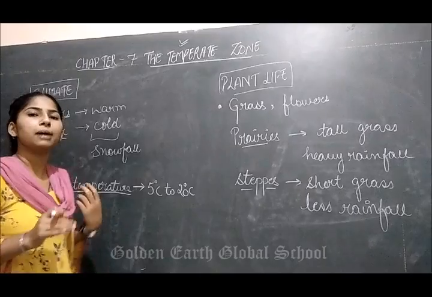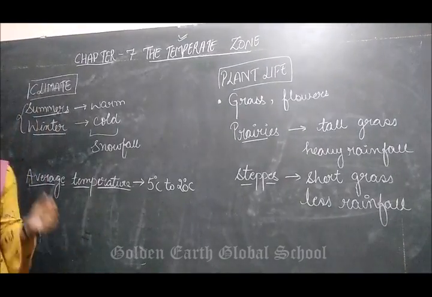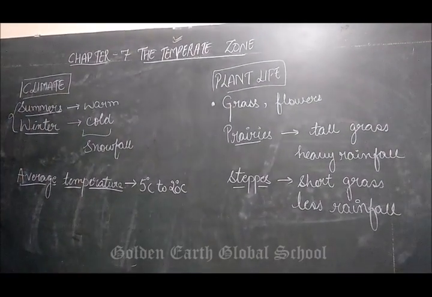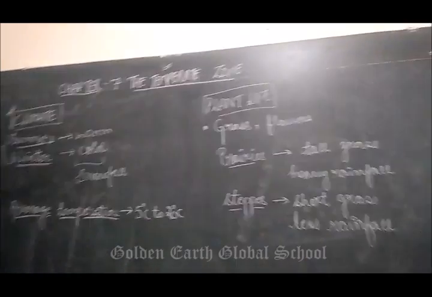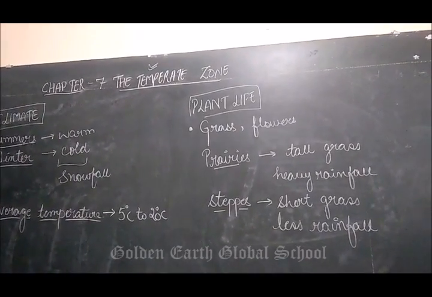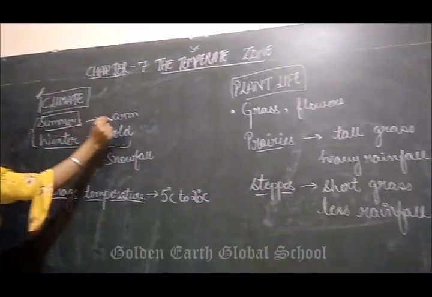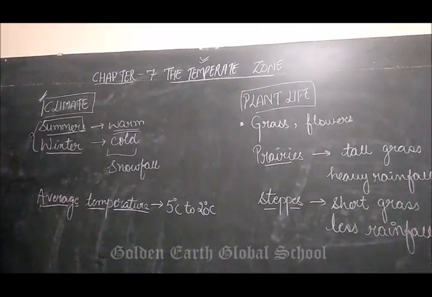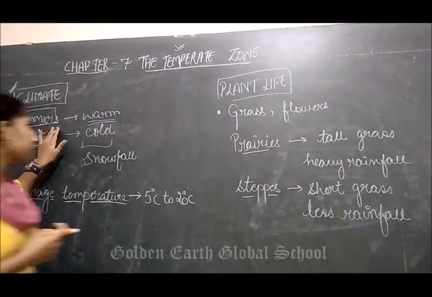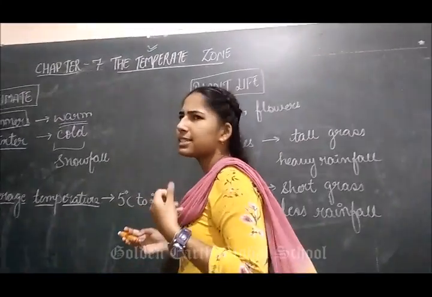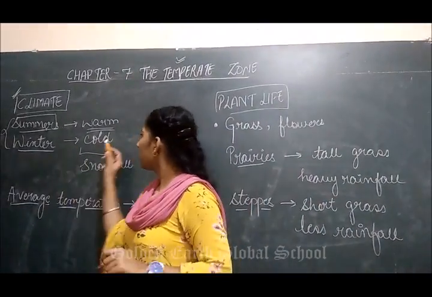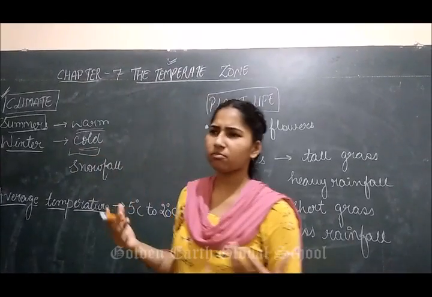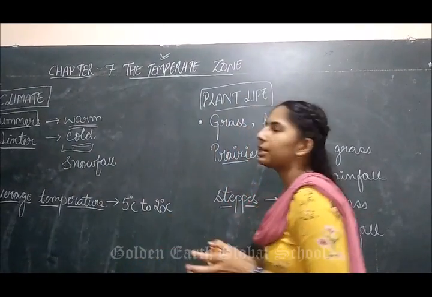The temperate zone has a very mild climate. Now we will discuss the temperature as well as the climate of the temperate zone. In summers the climate is very warm, with sunny days, so it is very mild. And in winters the climate is very cold.